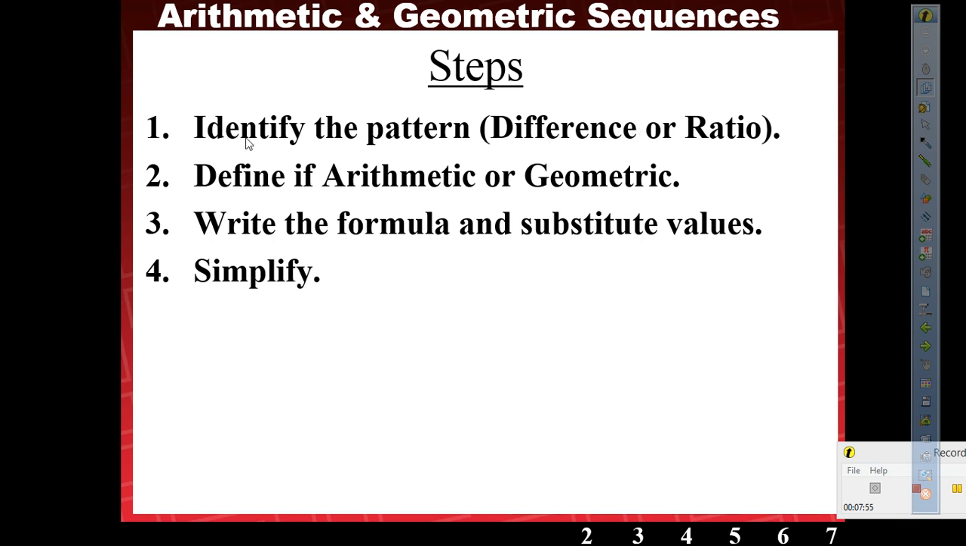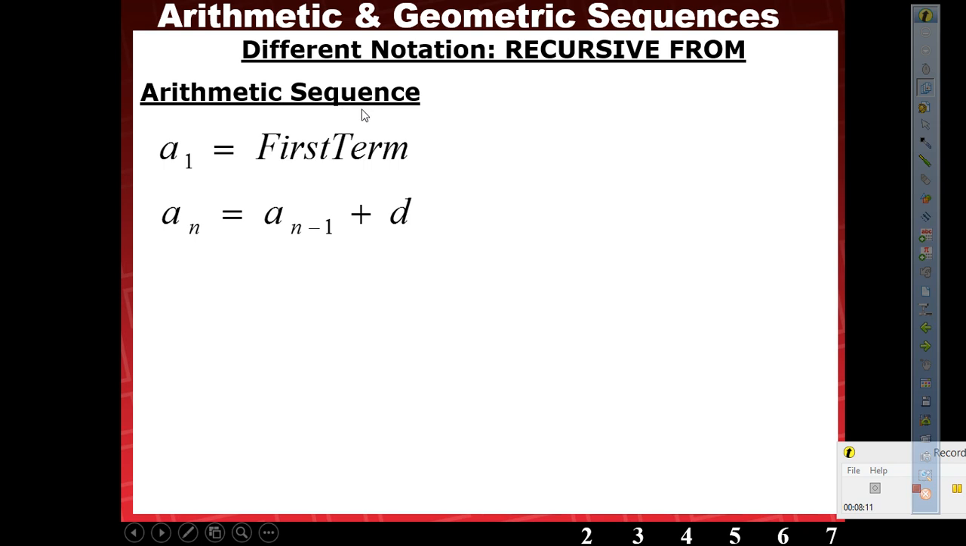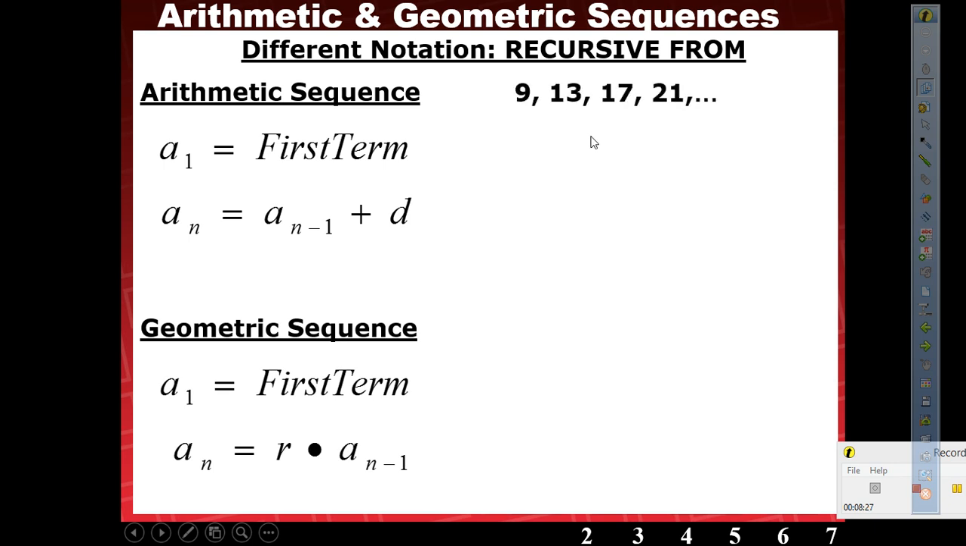So, the first one I'm going to show you is arithmetic sequence. Now, what do all these variables and numbers mean? Let me show you. The A stands for the number in the sequence, like the first number. For example, here's the sequence: 9, 13, 17, 21. Don't copy this. Pay attention. So this A stands for the number, and the little 1 stands for the term.